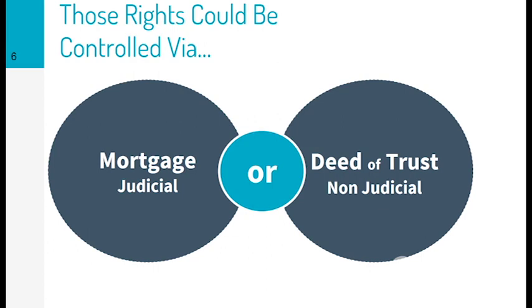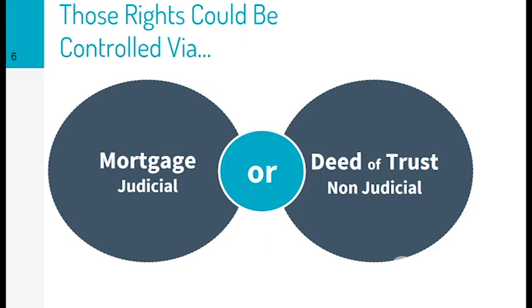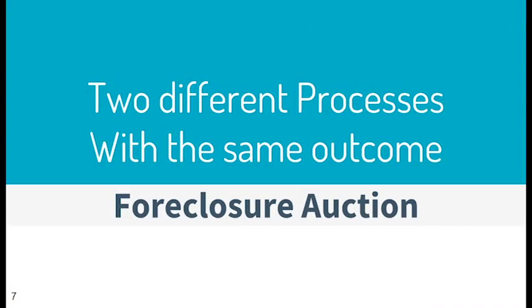Mortgages are judicial foreclosures, meaning that a judge has to be involved. The court system has to be involved. Somebody has to be sued in order for that to be foreclosed on. And then you have deeds of trust, which are non-judicial, meaning no court involvement. It's just due process. The state will have a process that says you need to do X, Y, and Z, and as long as the banks perform X, Y, and Z, the property can be foreclosed on without a judge's involvement. So we're going to learn a little bit more about the differences between mortgages and deeds of trust. Ultimately though, they're 2 totally different processes with the exact same outcome. And that outcome is the property is sold at auction and the bank gets their money back.